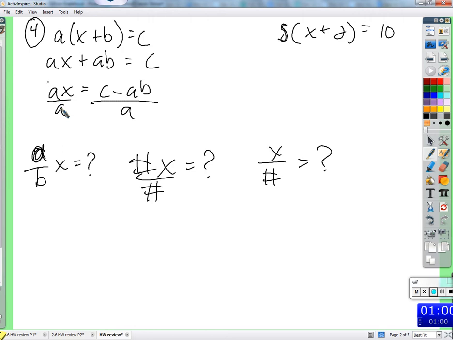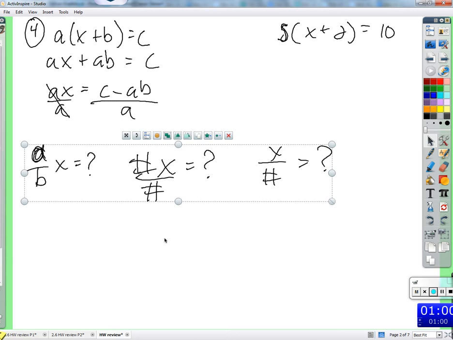If we divide by the number that's being multiplied by x, we're always canceling out that number, and we get x equals c minus ab over a. Here we multiply by the reciprocal, here we multiply by this number on both sides, cancel out the denominator. Very common thing.